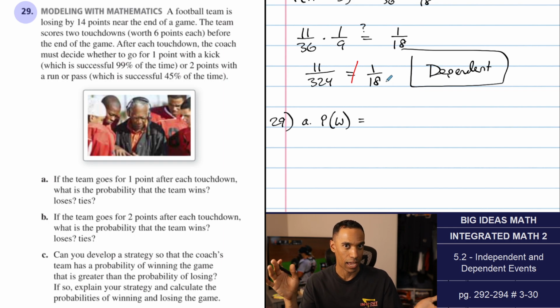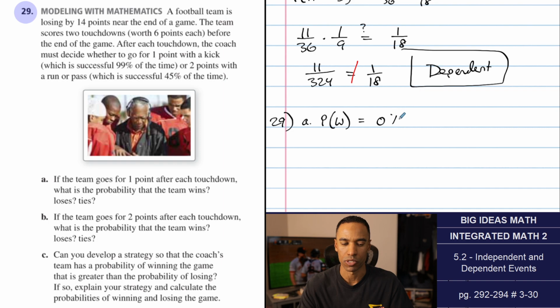It can end in a tie, apparently. The most you can get is 14 points, which would only tie it. Probability of win is 0%. There's no such outcome where you can win. So let's take that one away.